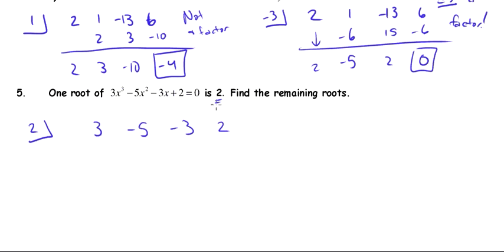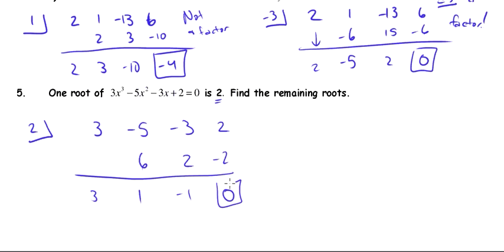Now, since this is a root, I know already that my remainder should be 0. Let's make sure that it, in fact, is. So 3, 6, that gives us 1, 2, negative 1, and 2 times negative 1 is negative 2. And good, it did, in fact, work. Now we've decreased the degree by 1, so this is 3x squared plus 1x minus 1.